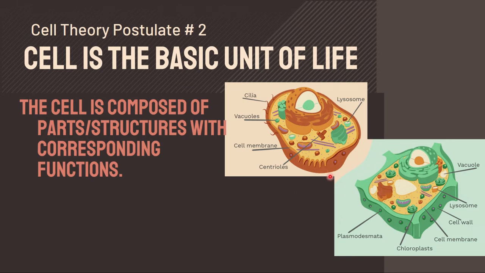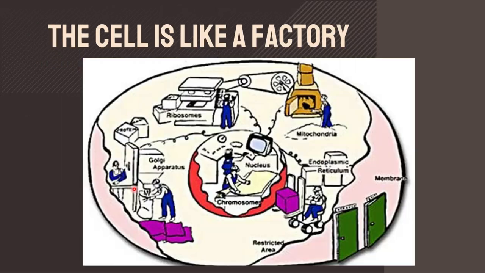So just think of the cell just like an organism's body. So diba, an organism's body has several organs, and these organs have specific functions in order for the organism to survive. So pareha ra pud siya sa ato ang cells. Our cells have different parts and structures with corresponding functions despite its size. To give you an analogy of the cell, think of the cell as a factory.